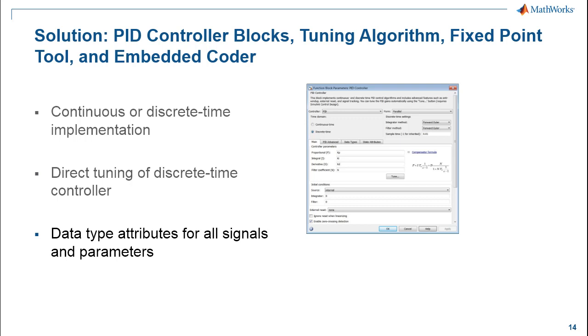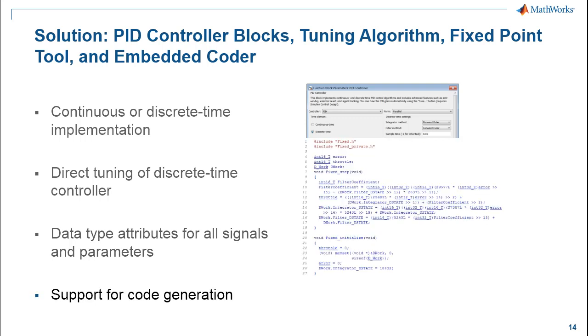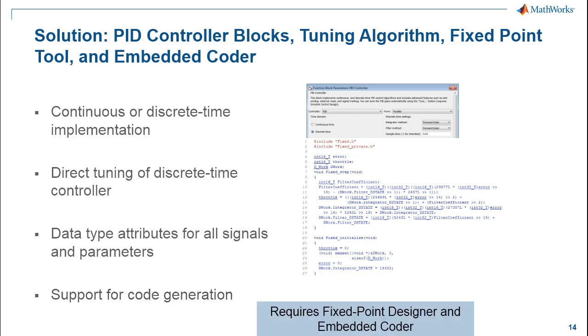As I already showed, PID controller block has data types tab that lets you set fixed point attributes, fixed point scaling for all the signals and parameters. And we have a tool, fixed point tool, which is part of the product called Fixed Point Designer, that lets you automatically set fixed point scaling using several different methods. And finally, this block supports code generation, so you can automatically generate compact, efficient code from the block.